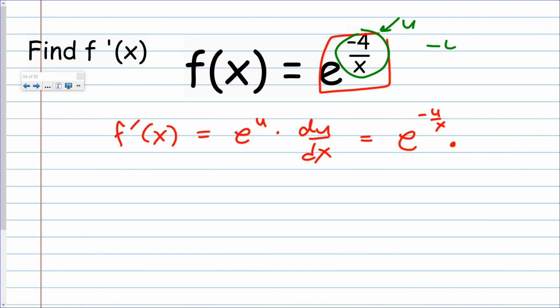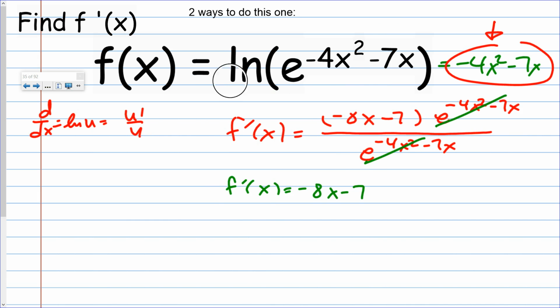What's the derivative of negative 4x to the negative 1? 4 times x to the negative 2. Okay, and that's your answer. And if you really wanted to simplify it, it would be 4e to the negative 4 over x squared. Okay, pretty easy? Okay, let's do this.